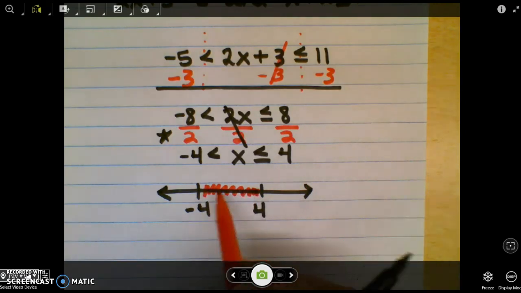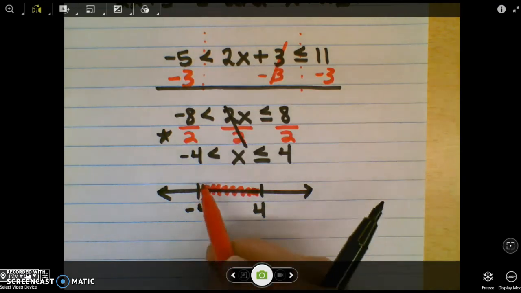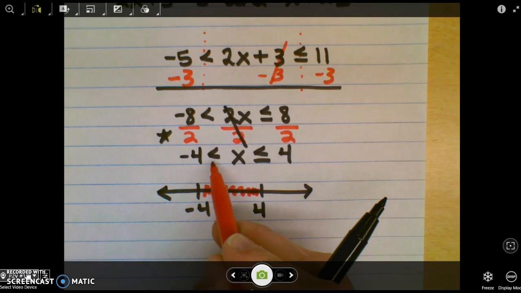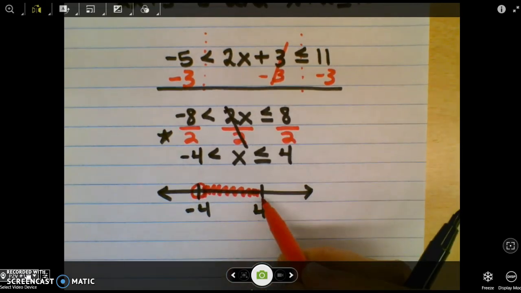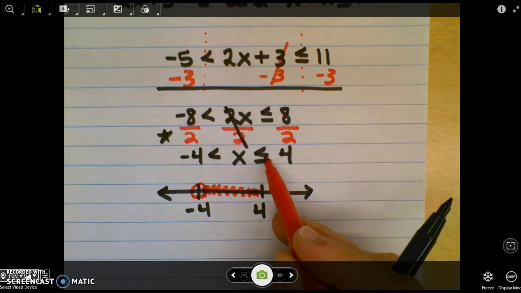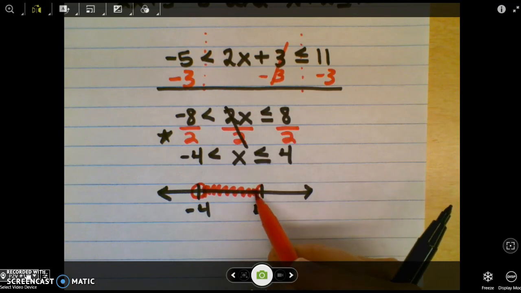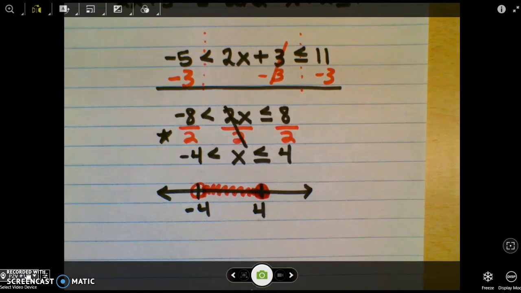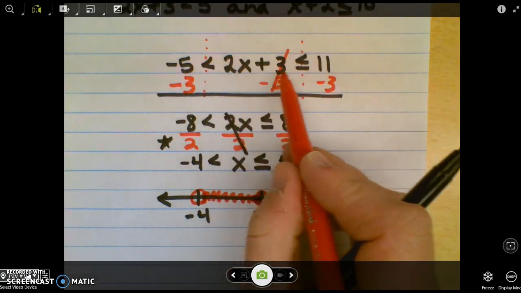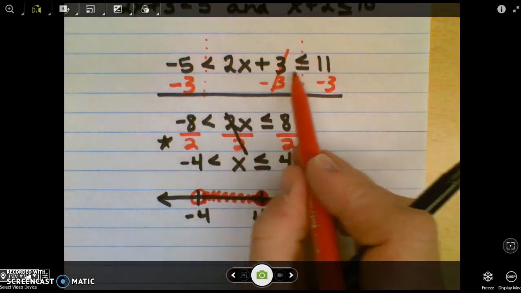So now that we know what section our solution set is in, we will now do our circles. So the boundary right here at -4 is an open boundary because it's not equal. And then our boundary here at +4 is closed because it is equal. And that is how you solve and inequalities, where it looks like all one inequality.